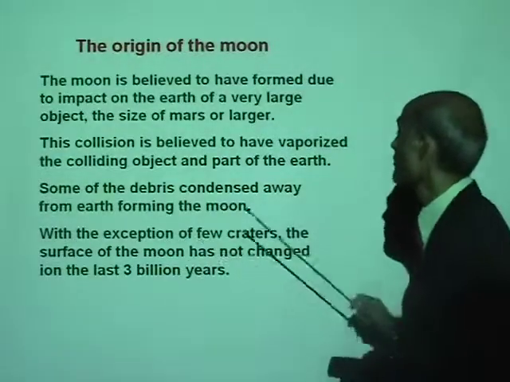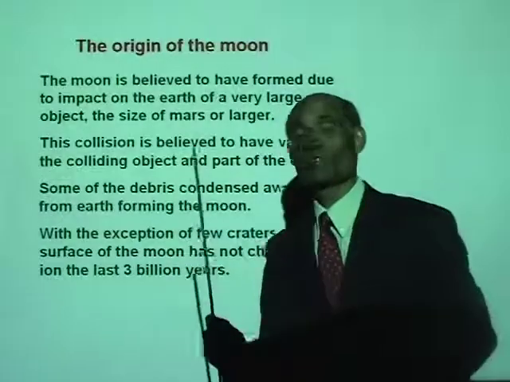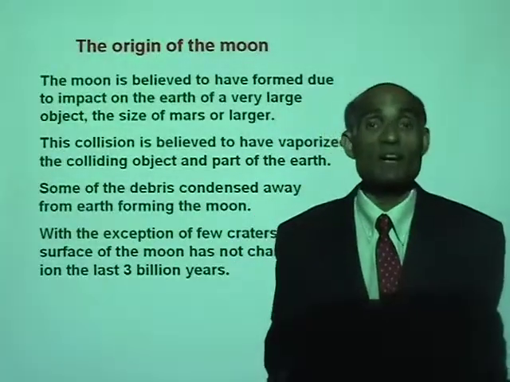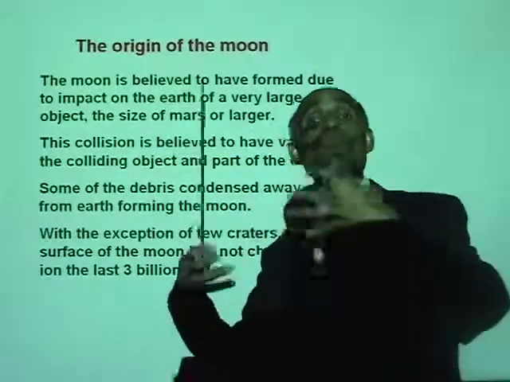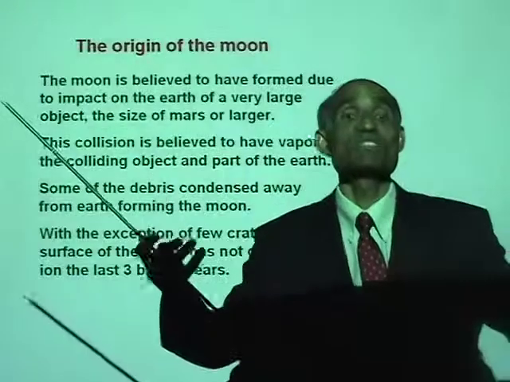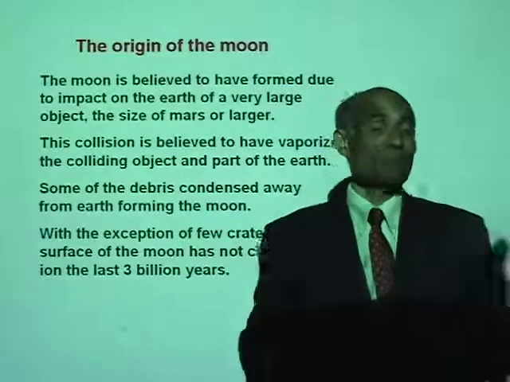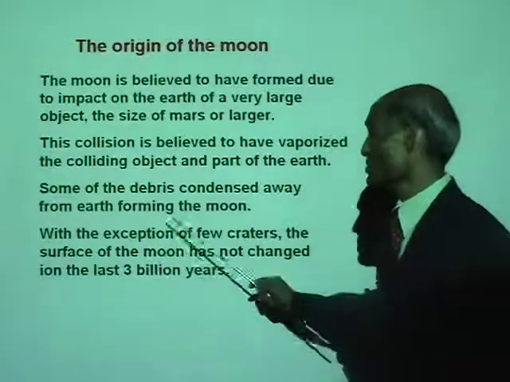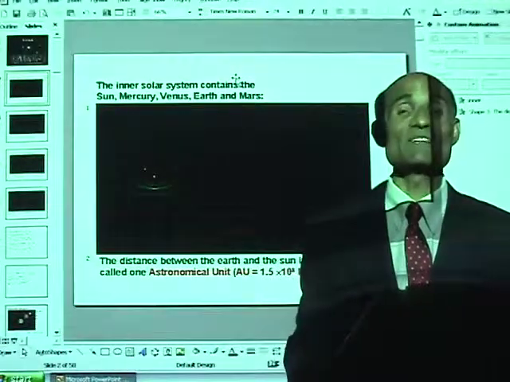With the exception of few craters, the surface of the moon has not changed for the last 3 billion years. You see, because the moon does not have any atmosphere, the surface will not change. It is the atmosphere that creates the weather conditions. It is the weather conditions that create erosion and things like that, that change the surface. Because the moon does not have an atmosphere, none of these happen. The surface of the moon has been remaining like this for the past several billion years.